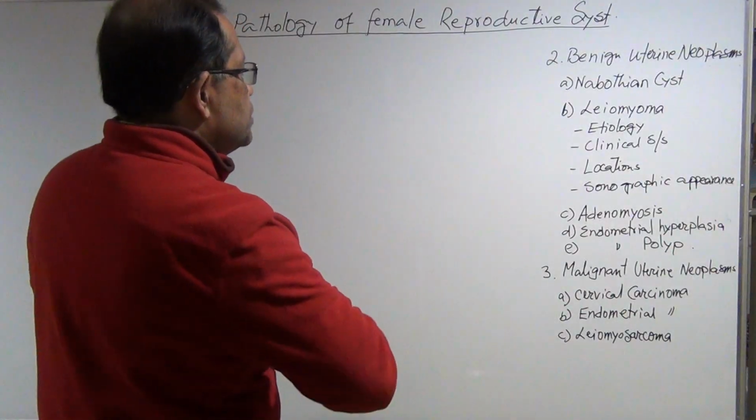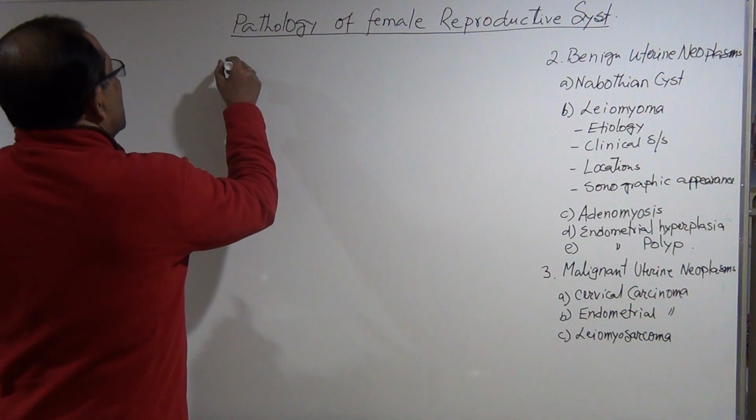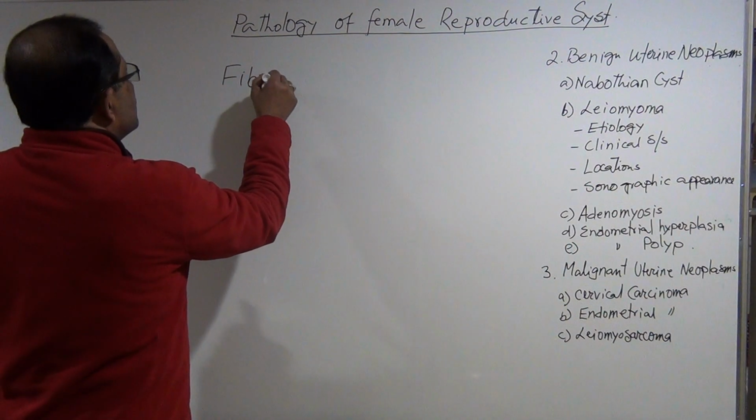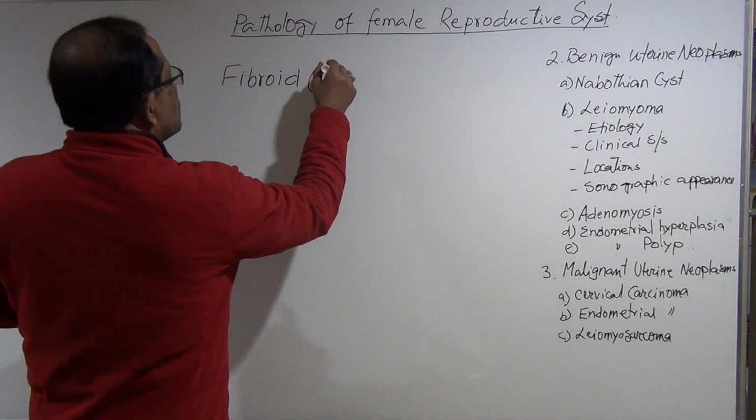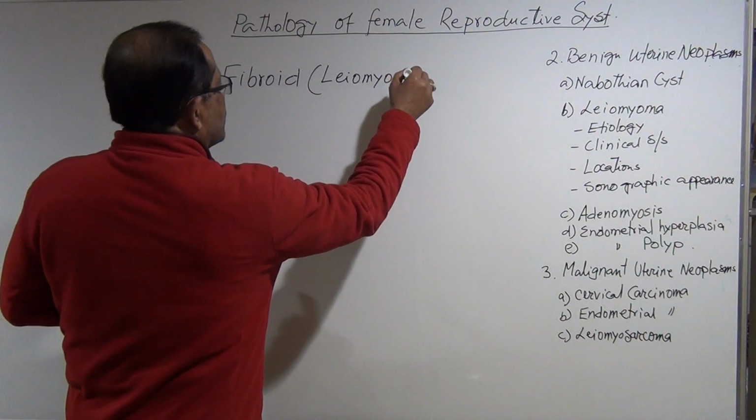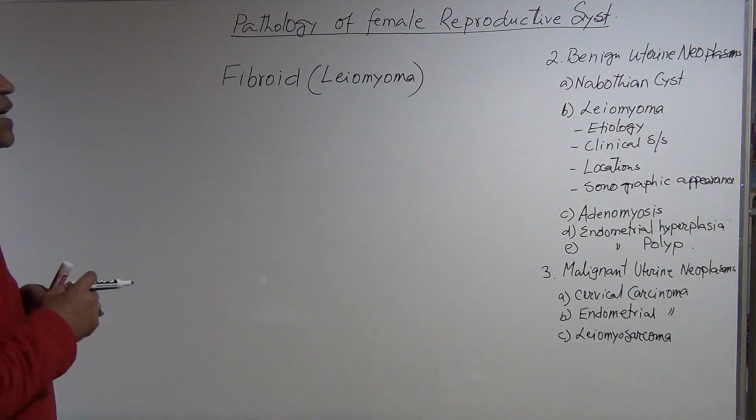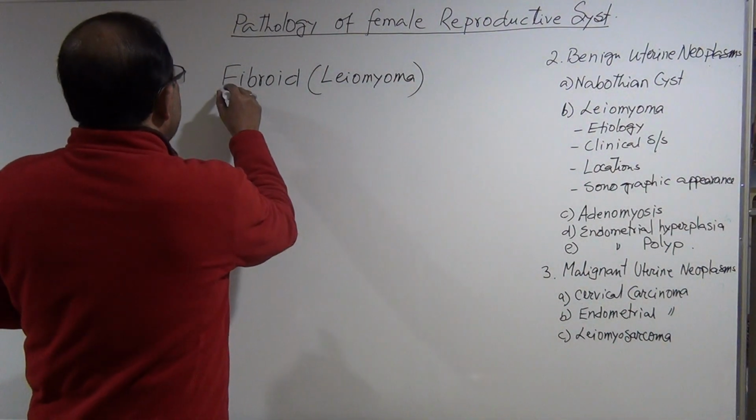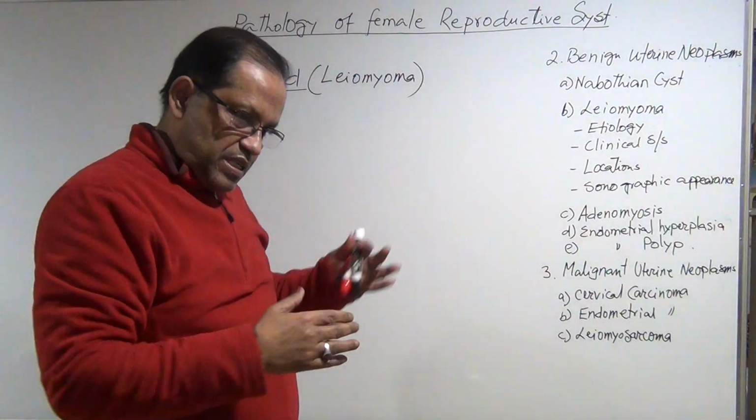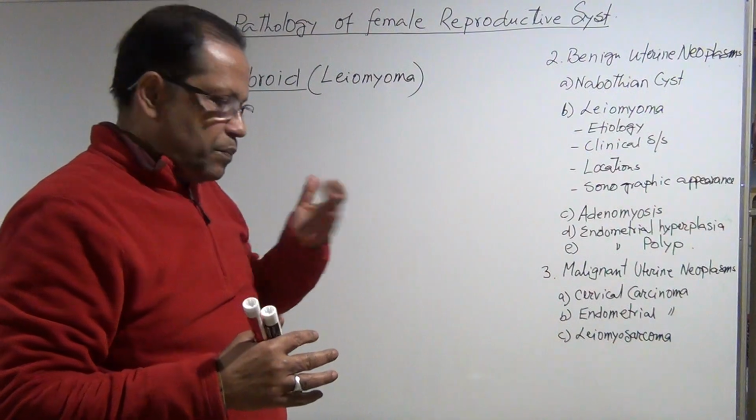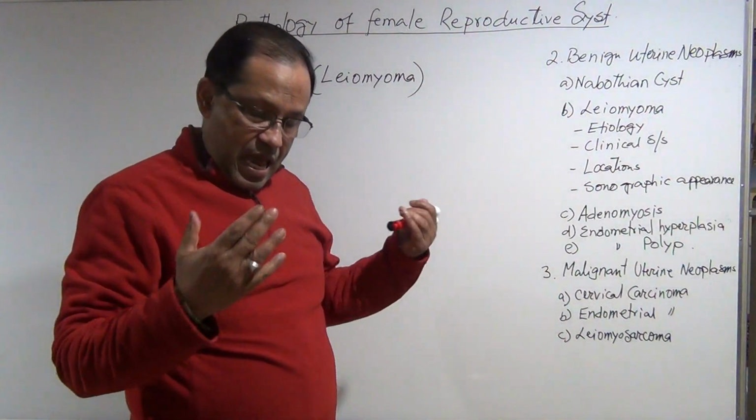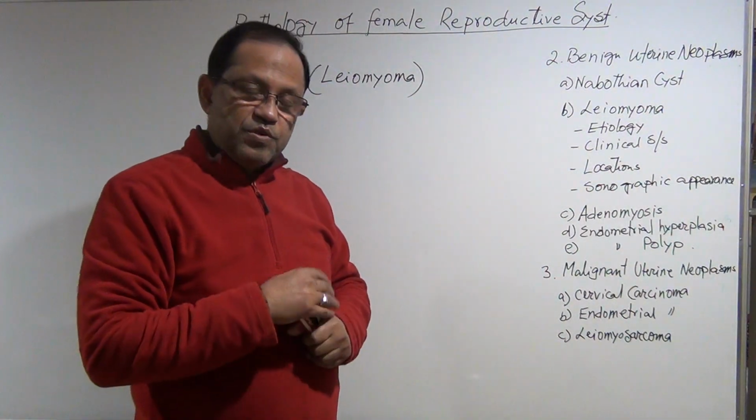Okay, so we are going to discuss the leiomyoma. We call it fibroid, or simply myoma. It is a benign tumor. As I said, it is a benign tumor, and 20% of the woman population over age 35 have it. They may have it with symptoms or without symptoms.